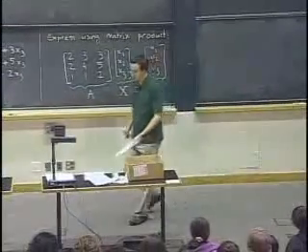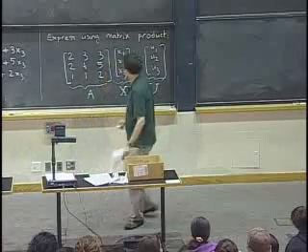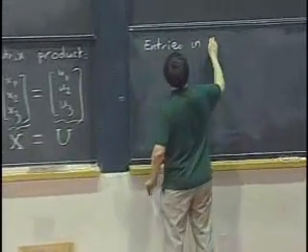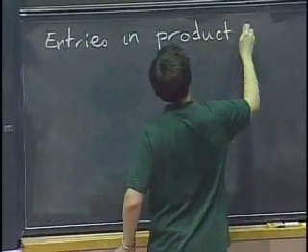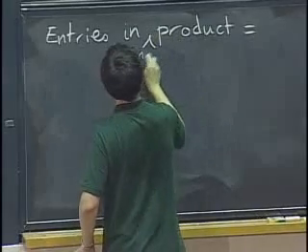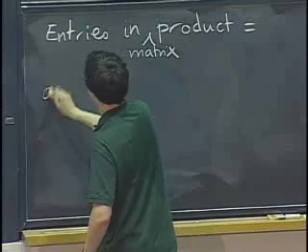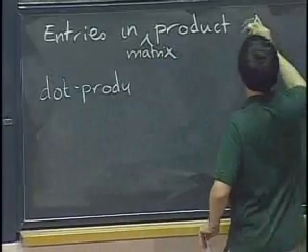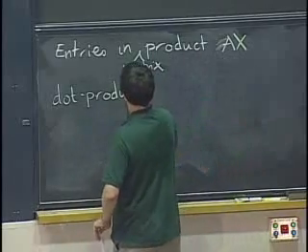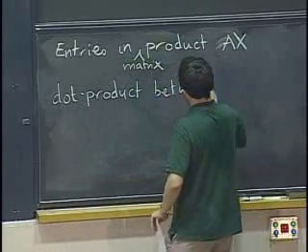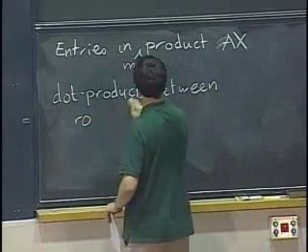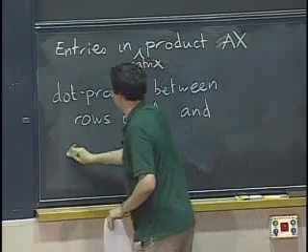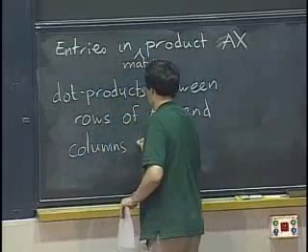So what does it mean to do a matrix product? The entries in the matrix product are obtained by doing the dot product. So let's say we're doing the product AX. We do dot products between the rows of A and the columns of X.